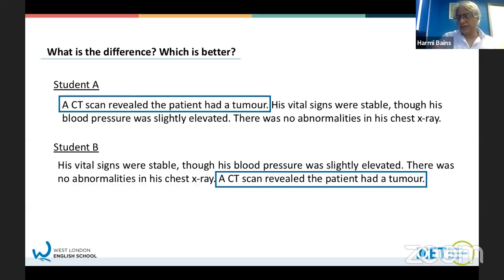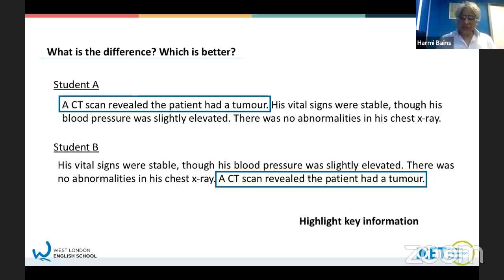It's one of the first things you want the recipient to read. So if you've got key information, put it at the beginning of the paragraph. And you can see student A would have scored higher for highlighting key information. Their paragraph is slightly better organised than student B. So it's something to really think about.